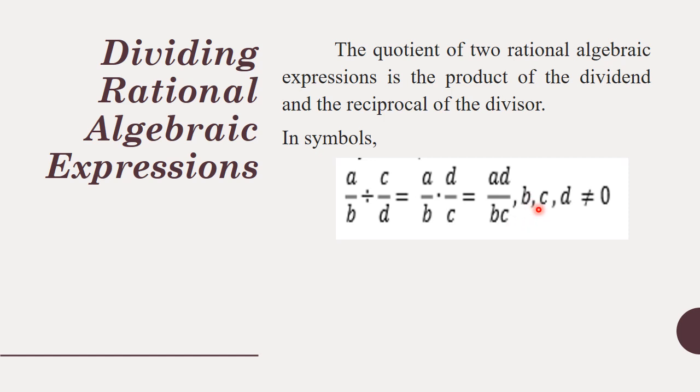Where b, c, and d are not equal to 0. As you remember, there is no zero denominator. So b, c, and d are the denominators, and there are no zero denominators. Therefore, b, c, and d are not equal to 0.